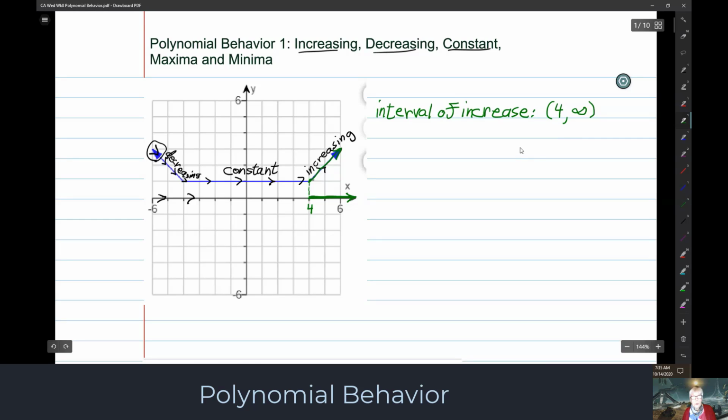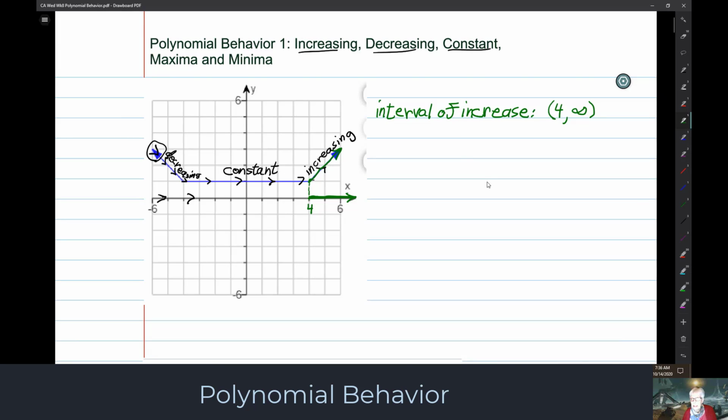Now, for those of you who are up on your intervals, you may be asking me, well, shouldn't it be like this? And the answer is no. We only use parentheses, and I'll tell you why when we're finished. That way you'll have a total view of this whole process.